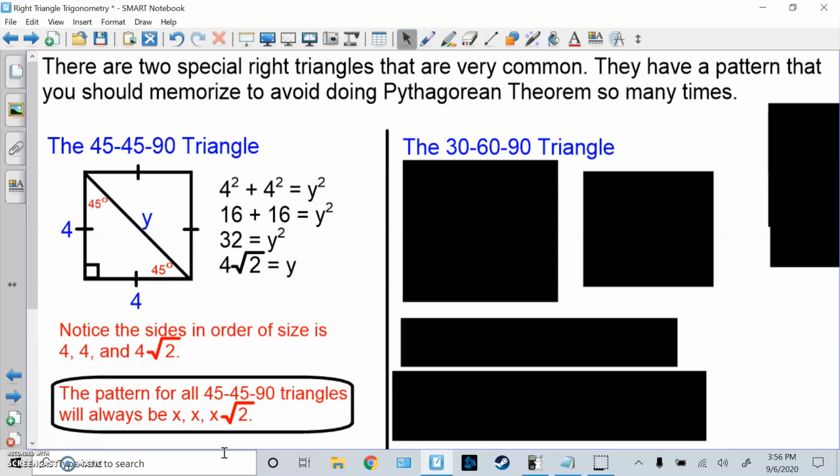Now, as you go backwards, what if the hypotenuse is 50? Then you go backwards from the hypotenuse and divide by square root 2. So it'd be 50 over root 2, which you have to rationalize the denominator.